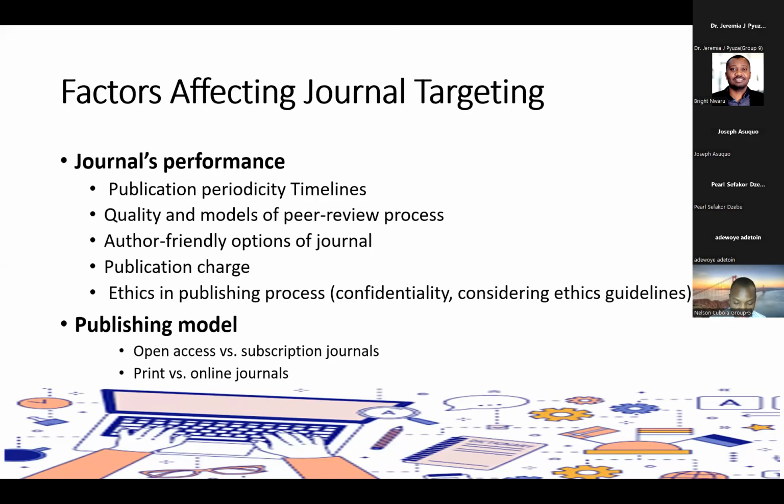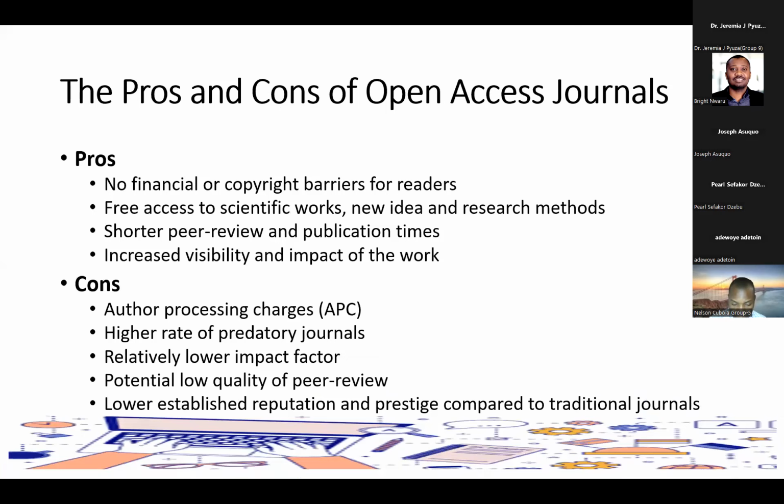Publication charge: the higher the cost, the fewer the number of people who publish. Ethics in the publishing process, which includes confidentiality and considering ethical guidelines, but also the publishing model. A lot of people love open access, especially in the African context, but some people want subscription journals, so people also choose based on that. Print versus online journal is also a factor, because most people like print and online together since they add to the audience, the number of people who will read the paper.